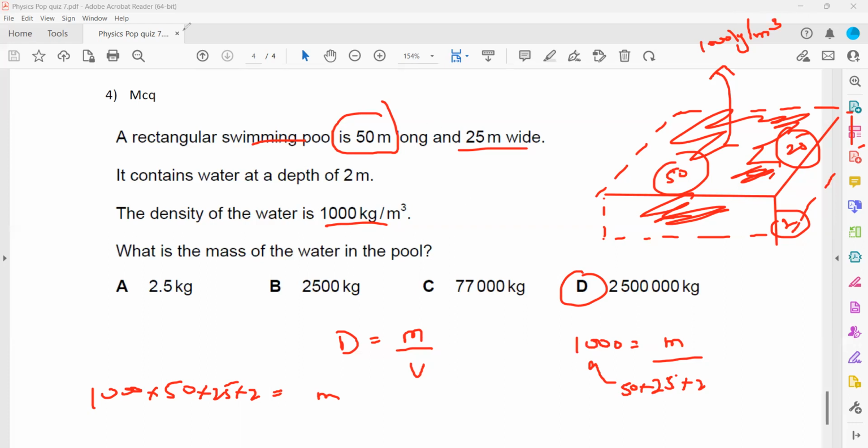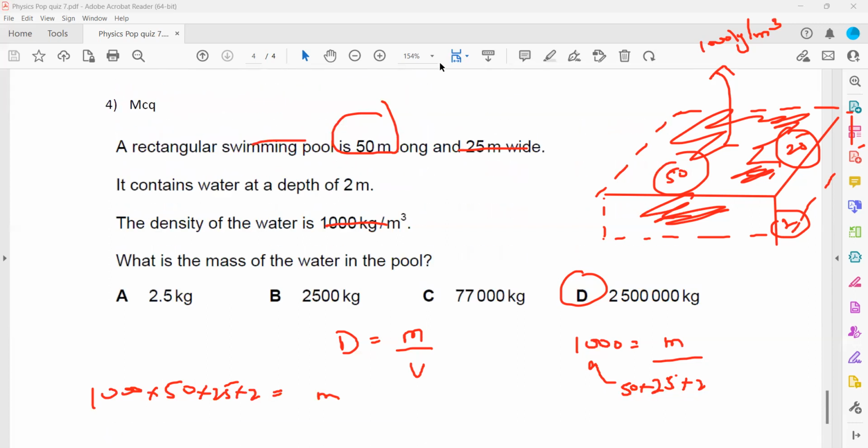The last question related to the pop quiz 7.